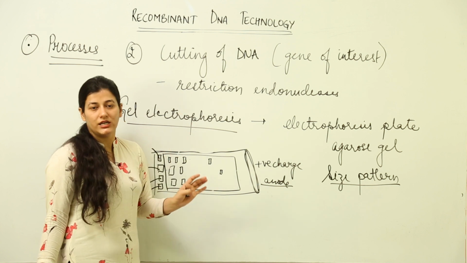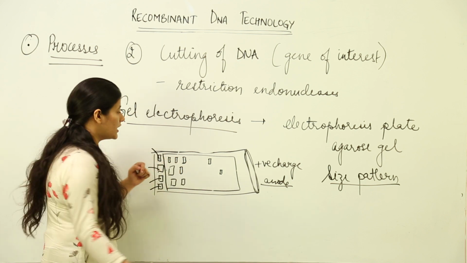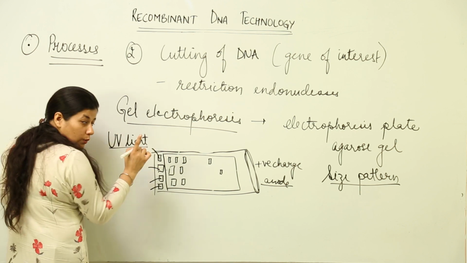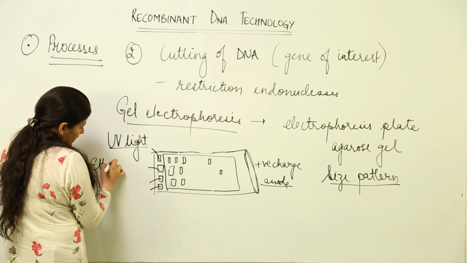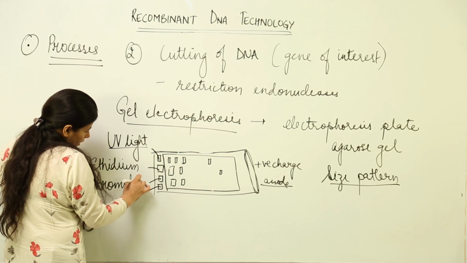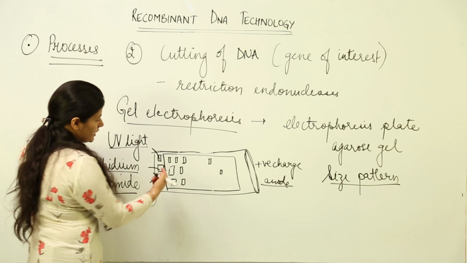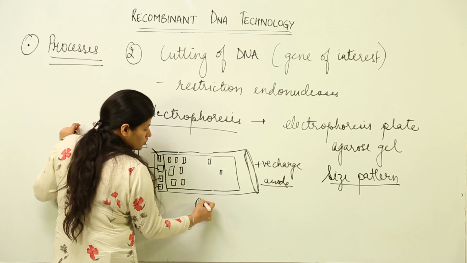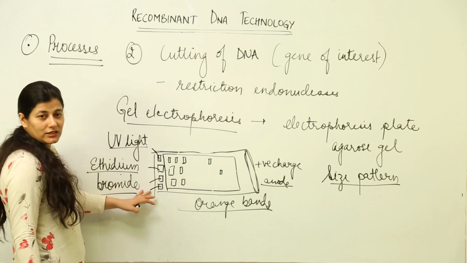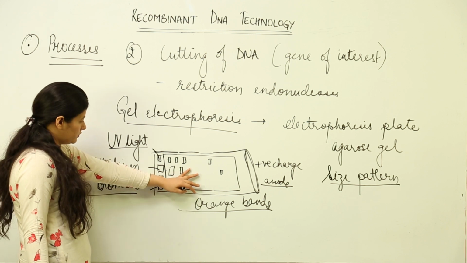Now, DNA cannot be seen in visible light. White light is not capable enough to make you see DNA. So what is done is that you use UV light. In ultraviolet light, when DNA is stained with a dye known as ethidium bromide, it glows as an orange band. So you see these small DNA fragments as orange bands arranged according to their size. Under UV light, when stained with ethidium bromide, DNA would show itself in the form of orange bands arranged according to the pattern.